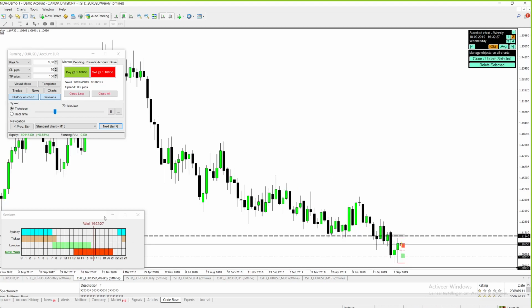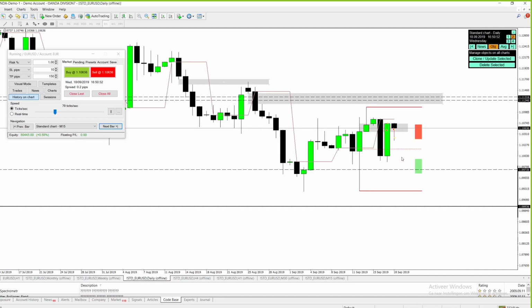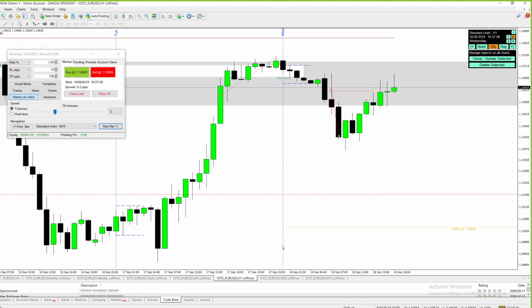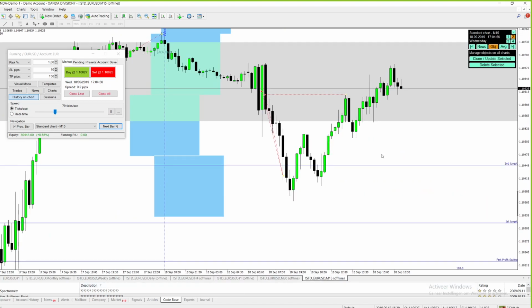rejecting from this bearish order block down here, or bullish order block, my bad. So let's see what FOMC does. I'll put in a 15-minute chart.